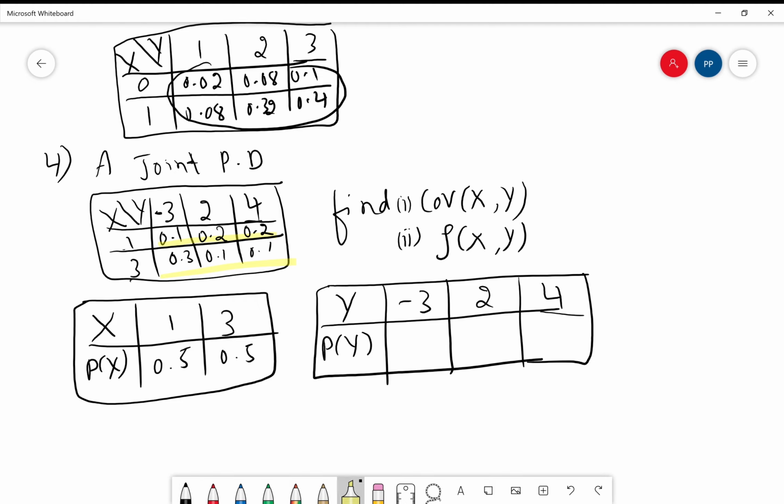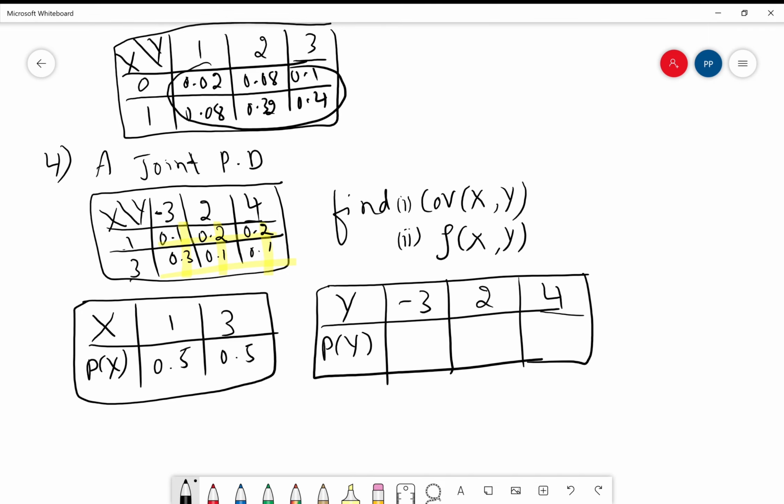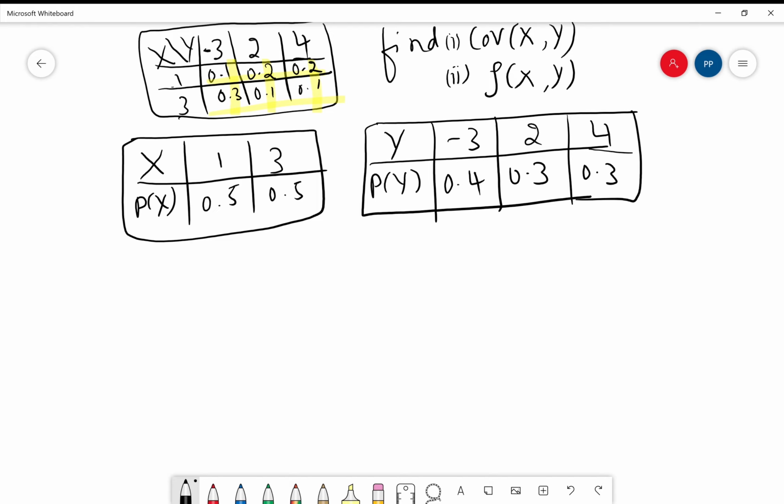Now, to get the corresponding probability, you have to find the sum of the columns, this column, this column, this column. Which are respectively 0.4, 0.3, 0.3. Therefore, the probability values are 0.4, 0.3 and 0.3. Now, we find mean and standard deviation of these two individual distributions. That's what we require to find a covariance and the correlation coefficient.